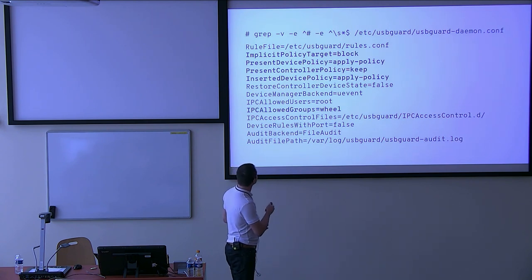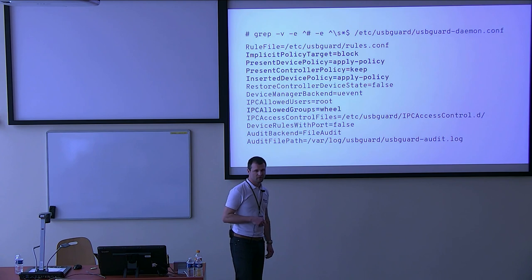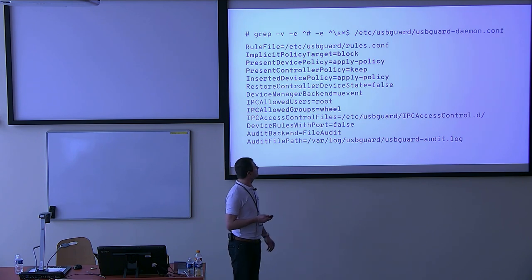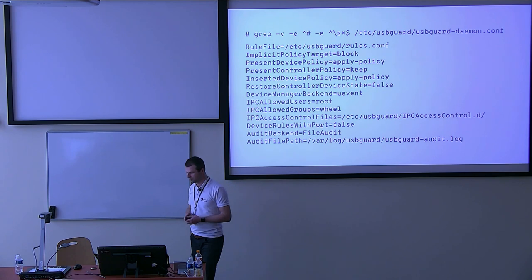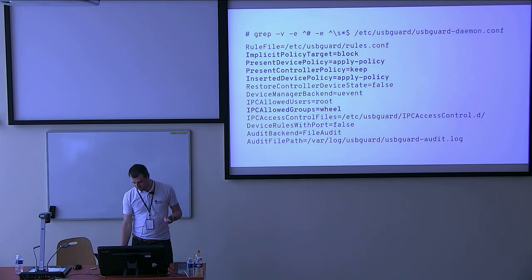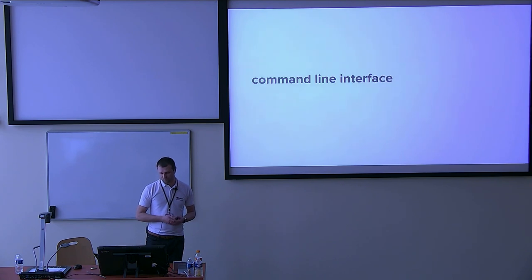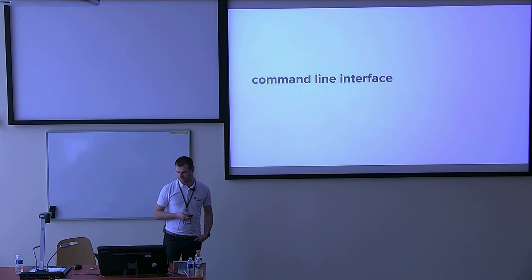There are paths to some files. Also, IPC access control can be specified as a drop-in snippet in this directory. That's it, basically. The configuration does not need to be changed by default, or the default configuration is enough for a standard operation. And now, what about the command line interface?